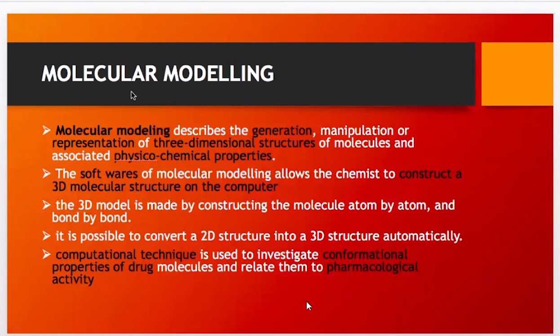Like with ChemDraw, it's helping you come up with a 2D structure. But molecular modeling software helps you generate a three-dimensional structure, and associate that structure with physicochemical properties. Some of the physicochemical properties we did talk about in the other topics. So it will help you come up with a three-dimensional structure with the use of the computer.